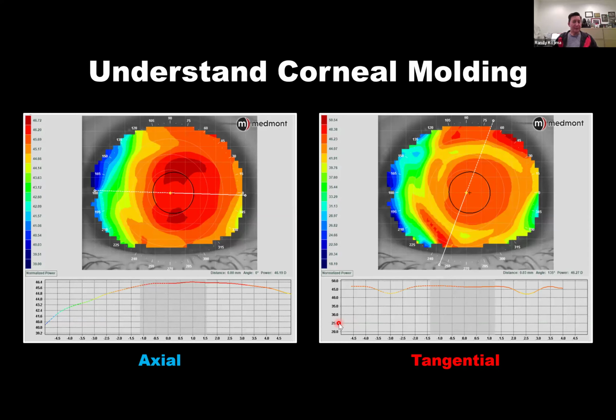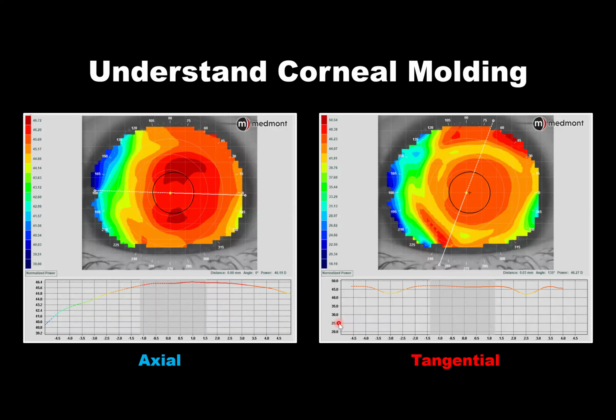So, as a reminder, the axial is for vision. Anything that we want to understand about how the front of the eye will bend light in an appropriate or inappropriate manner, we look at the axial. If we want to understand shape or any kind of molding that might exist, we're going to use the tangential.